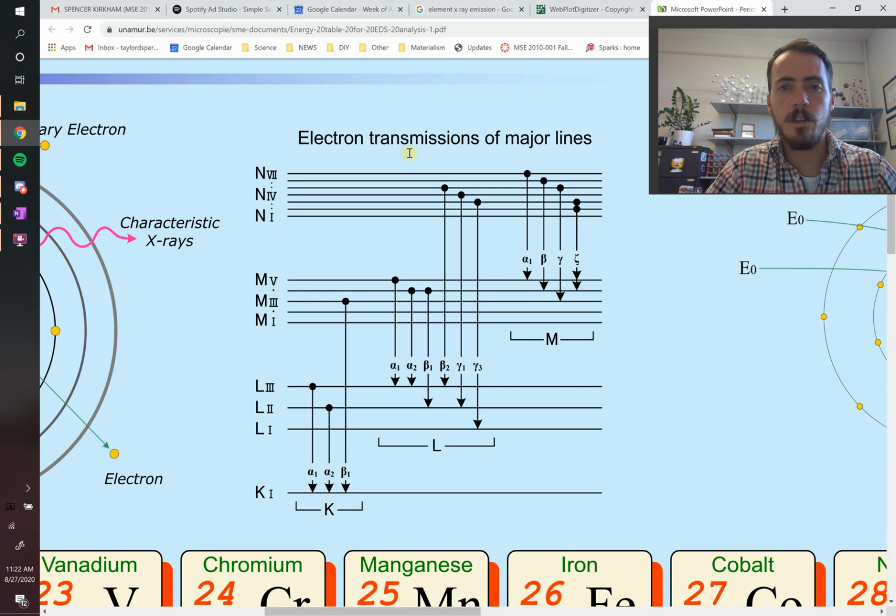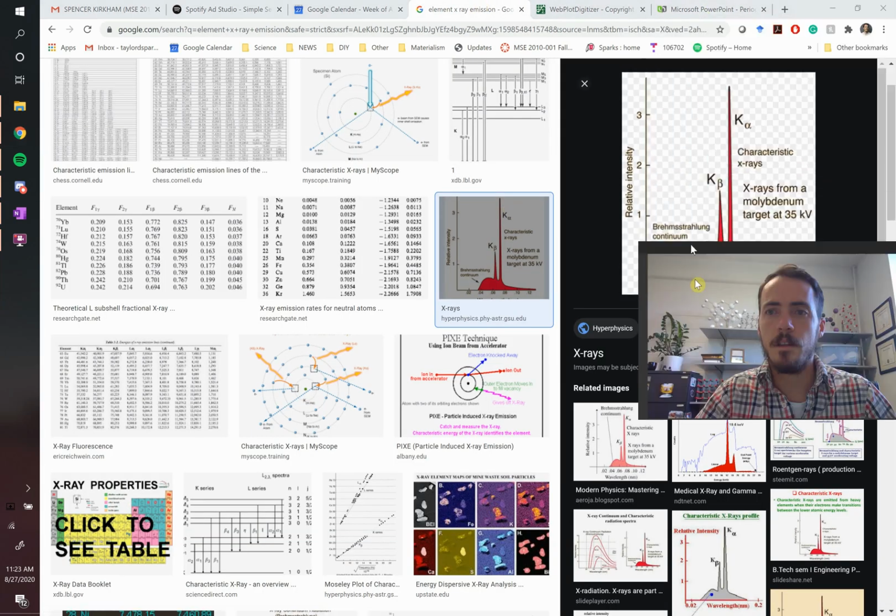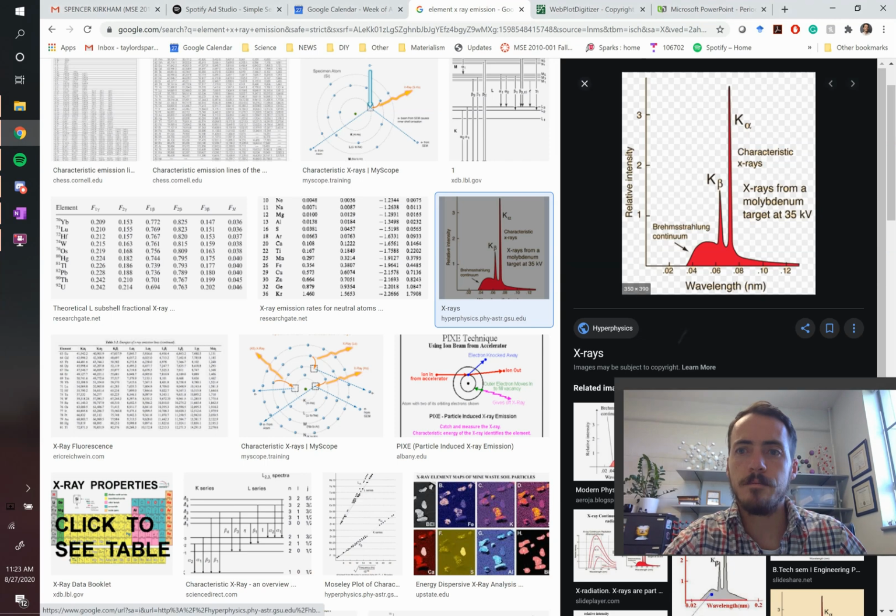And so the L is when you end at the second shell. The M is when you end at the third. But there's a bunch of these different ones available. What does this actually look like? If you look at the X-ray emission lines, they look something like this.